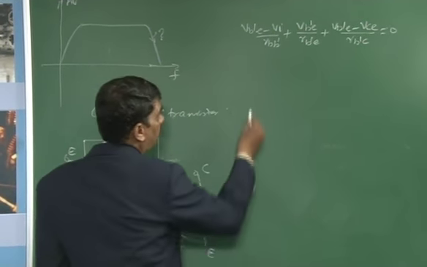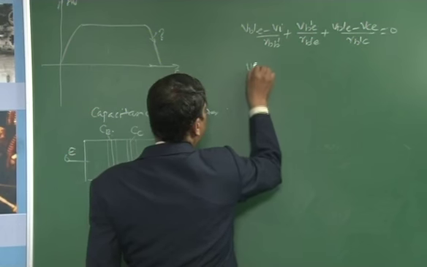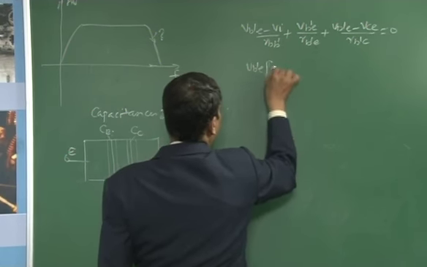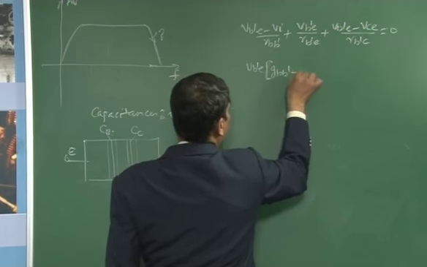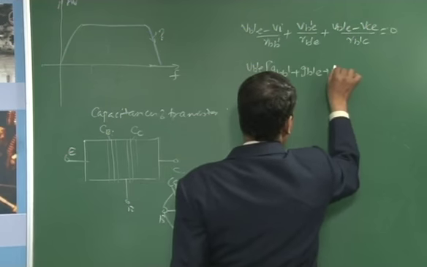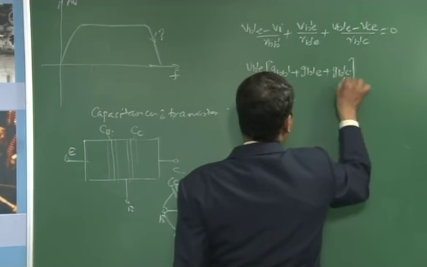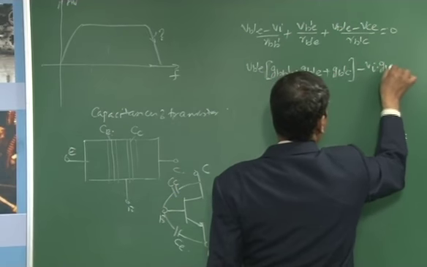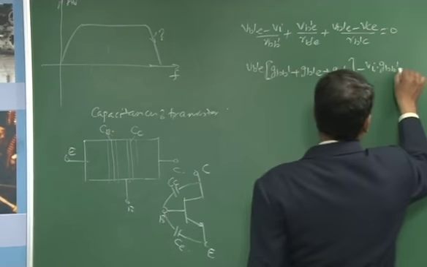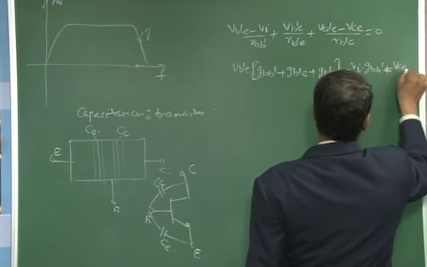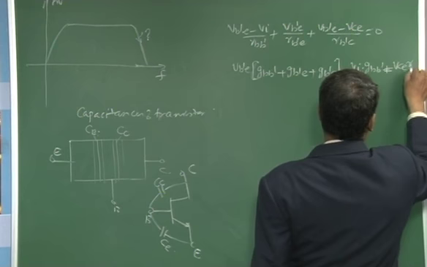Therefore, from this you have to solve for VB dash E. VB dash E is equal to, you can say RBB dash is nothing but GBB dash, plus GB dash E plus GB dash C, minus VI into GBB dash, is equal to VCE into GB dash C.